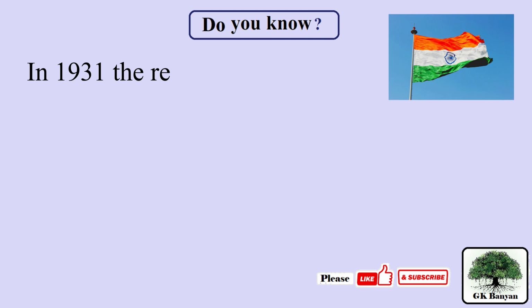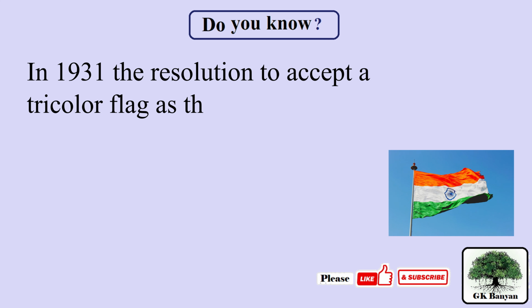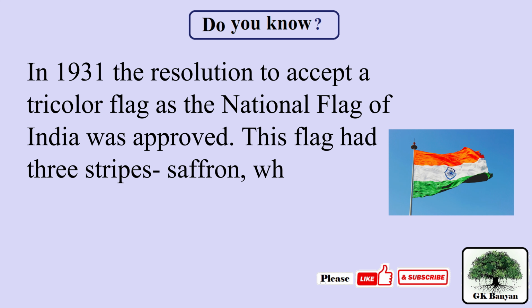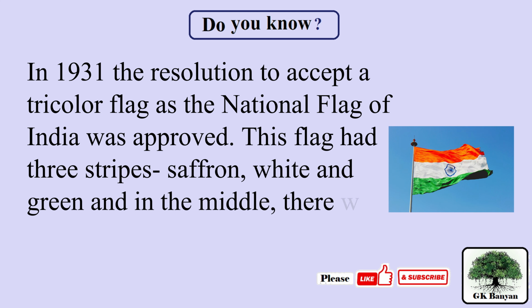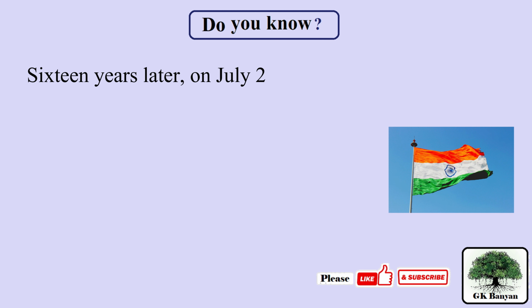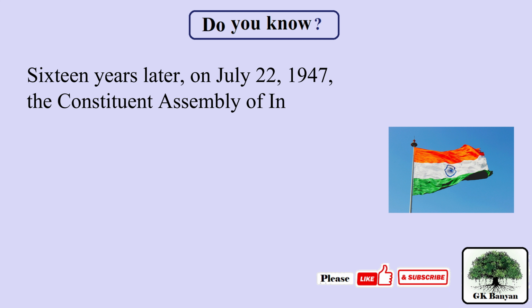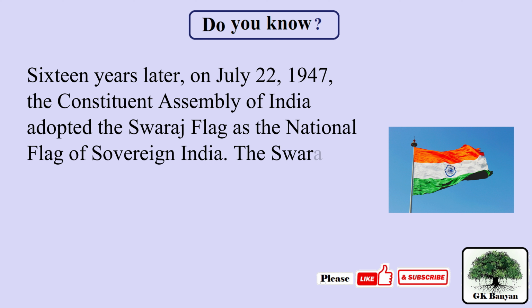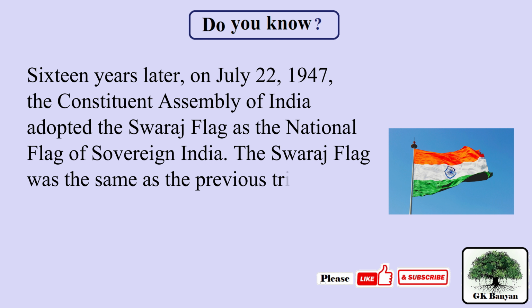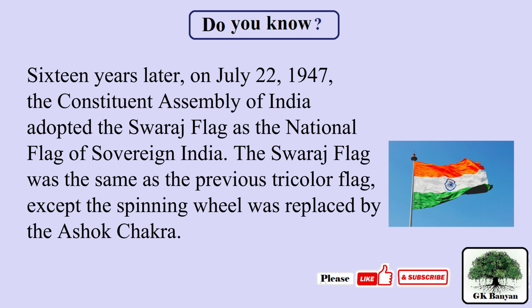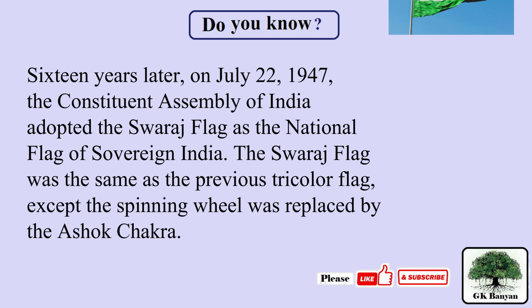1931. In 1931, the resolution to accept a tricolor flag as the national flag of India was approved. This flag had 3 strips, saffron, white and green, and in the middle there was the spinning wheel of Mahatma Gandhi. 16 years later, on July 22, 1947, the Constituent Assembly of India adopted the Swaraj flag as the national flag of sovereign India. The Swaraj flag was the same as the previous tricolor flag except the spinning wheel was replaced by the Asoka chakra.